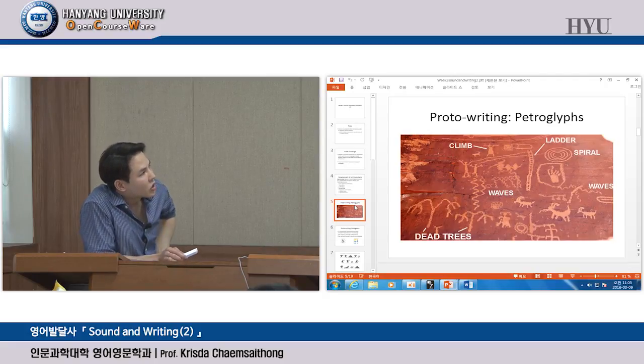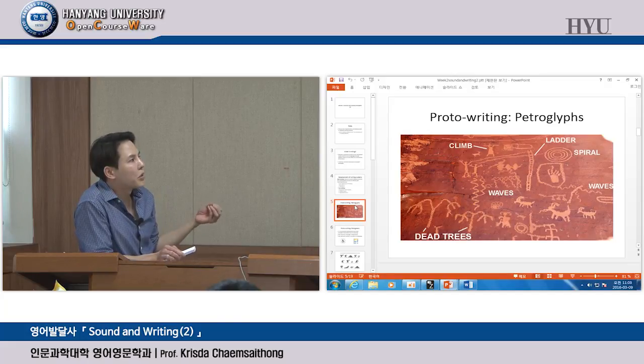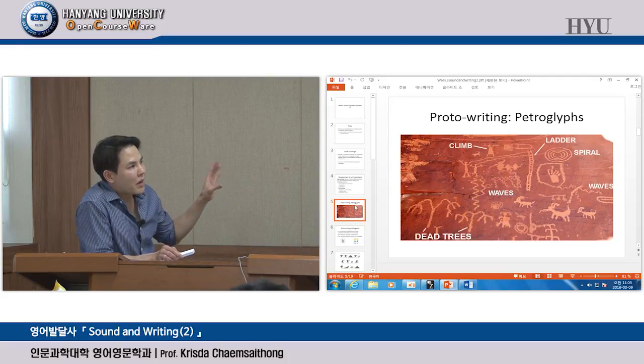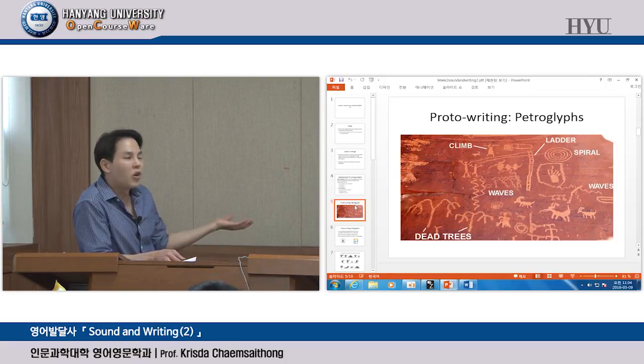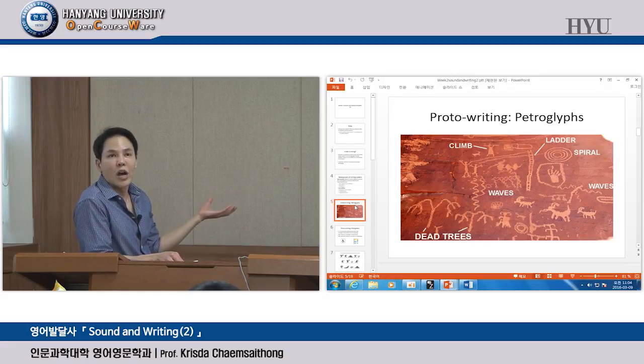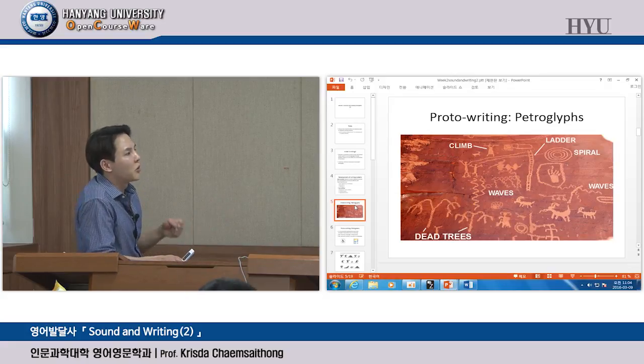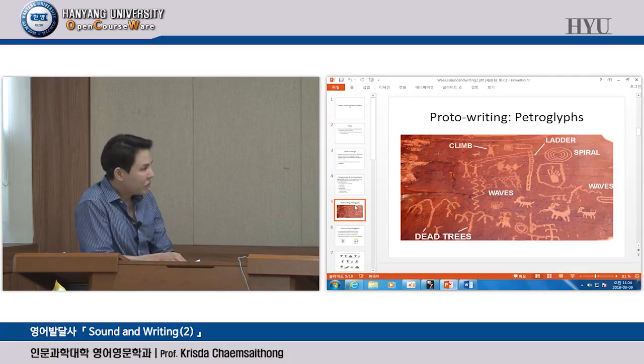So maybe this picture represents the idea of climbing, a person climbing, and this presumably is a ladder, and this bunch of circles or spiral shapes might represent something which we don't know what it's for, right? And then perhaps the wavy lines here are waves, or these things are trees. We don't know whether they are really trees or not, and we don't know the purposes. So we don't call this writing. This is cave drawing, petroglyphs, right?